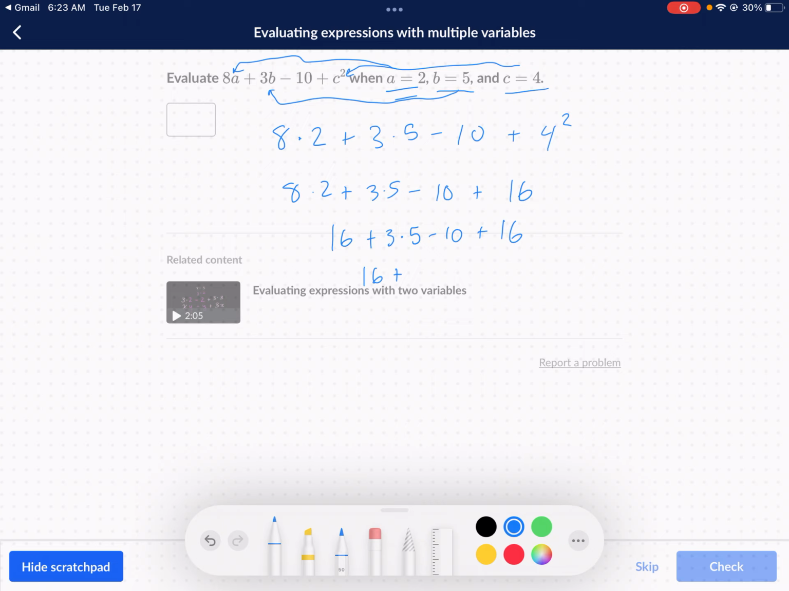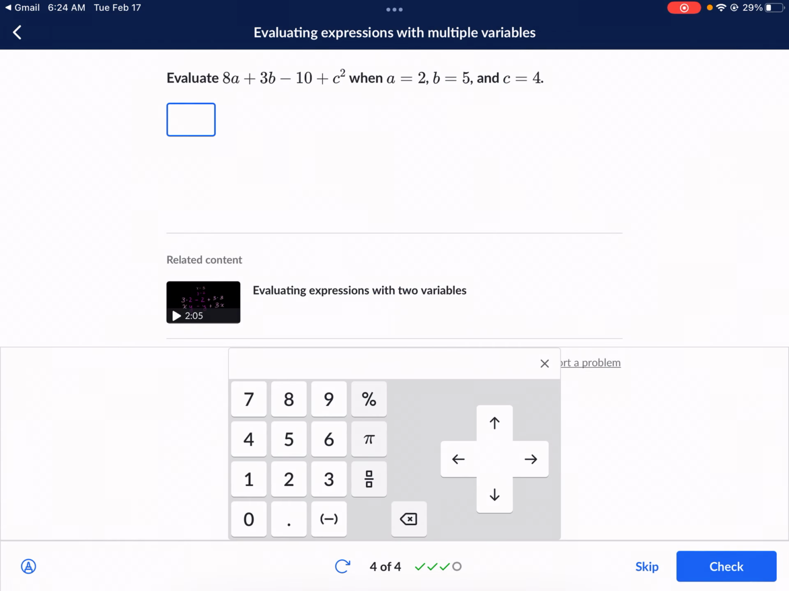So I have 16 plus 15. That's the next one I'm doing. I'm just underlining each step that I'm doing. Minus 10 plus 16. Now I only have addition and subtraction, so I'm going to go left to right here. So I get 31 minus 10 plus 16, 21 plus 16, 37. And I'm done. Okay, just wanted to double check that. Everything looks pretty good. So we'll put 37 in, and we finished.